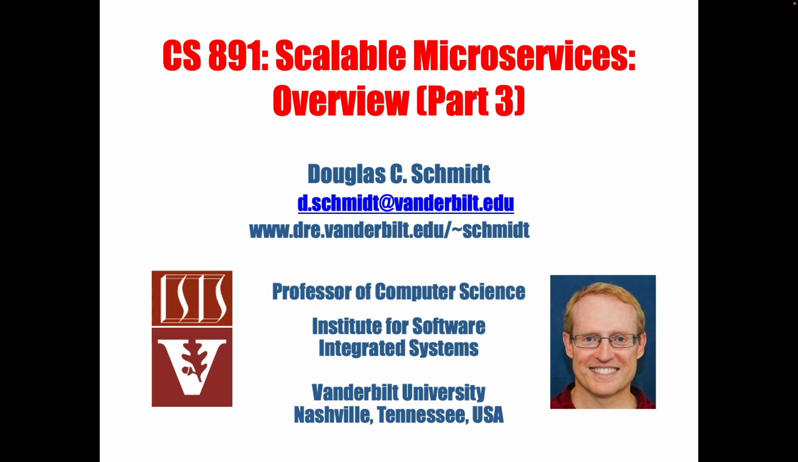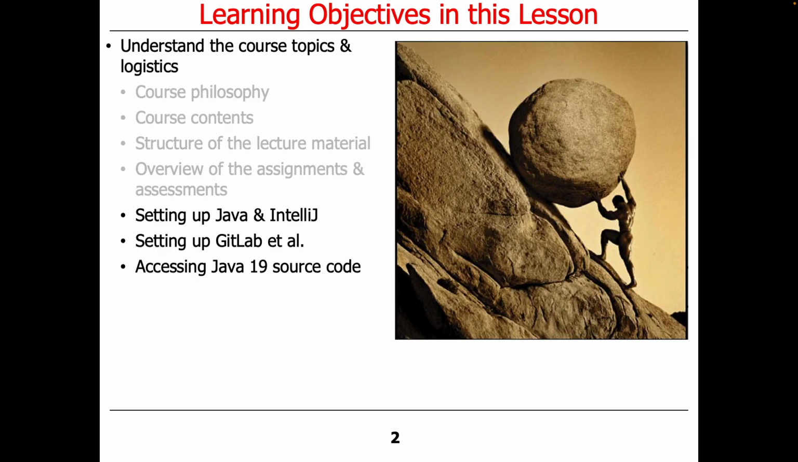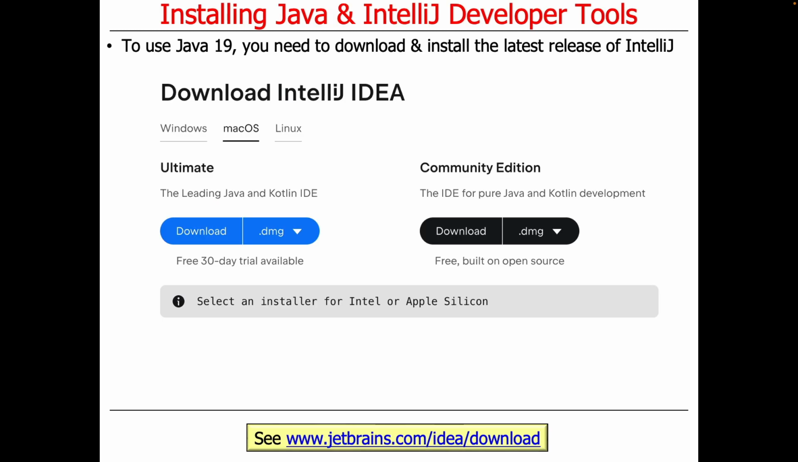We're now going to talk about part 3 of the overview for the Scalable Microservices course. And in this part of the material, we're going to talk about how to set up Java in IntelliJ, how to set up GitLab, and how to access Java 19 source code if you so desire to look at it, which is very cool.